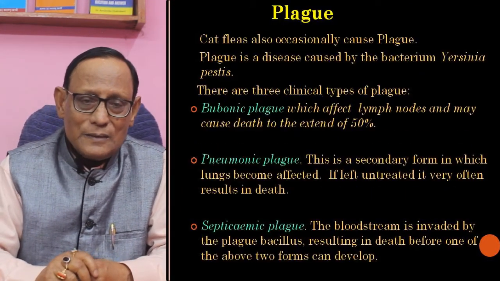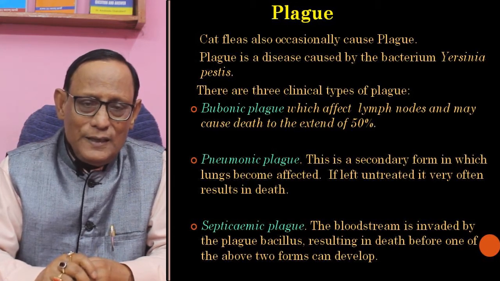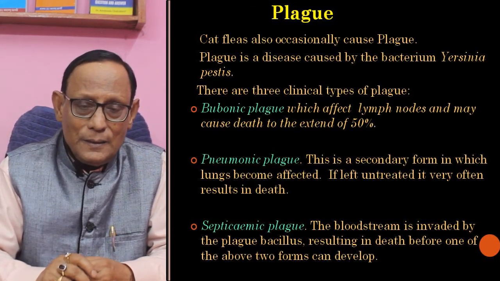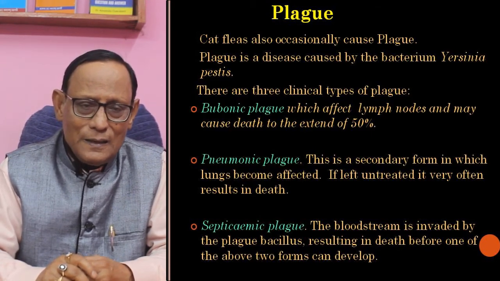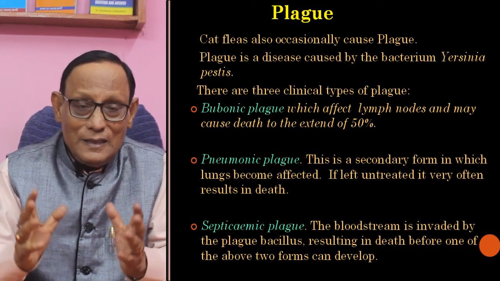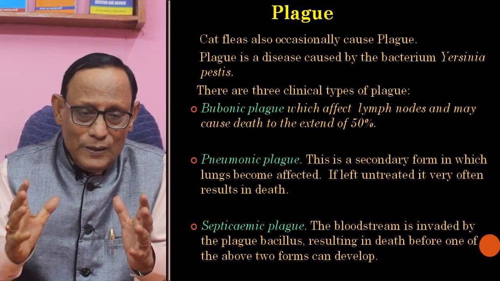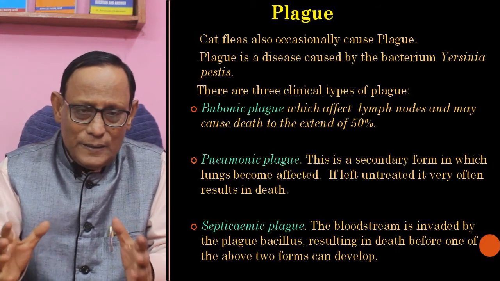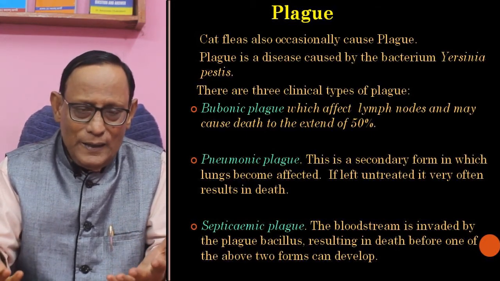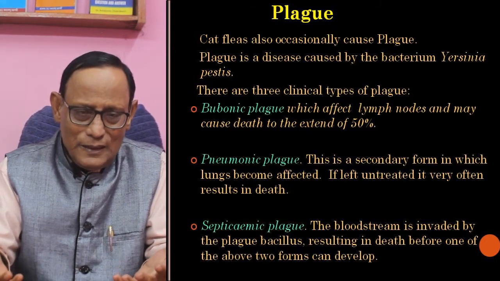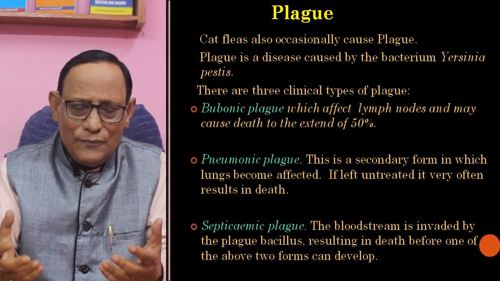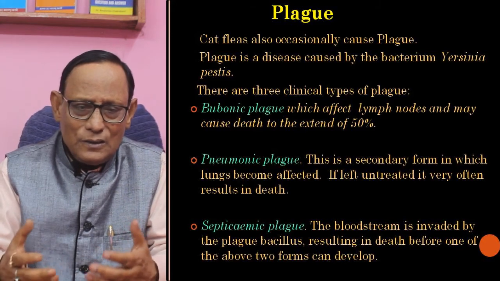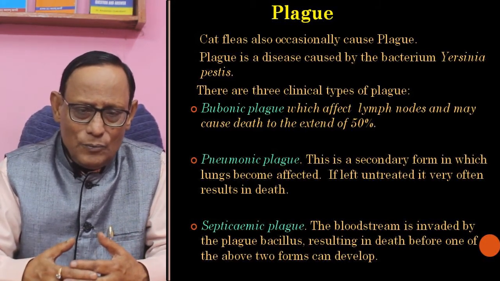Then we have cat plague. Cat fleas also occasionally cause plague. Plague is a disease caused by the bacteria Yersinia pestis. There are three clinical types of plague. One is bubonic plague. You know, we have heard about plague in ancient times, where a lot of human deaths occurred due to plague. Bubonic plague affects lymph nodes and may cause death to the extent of 50% of the population.